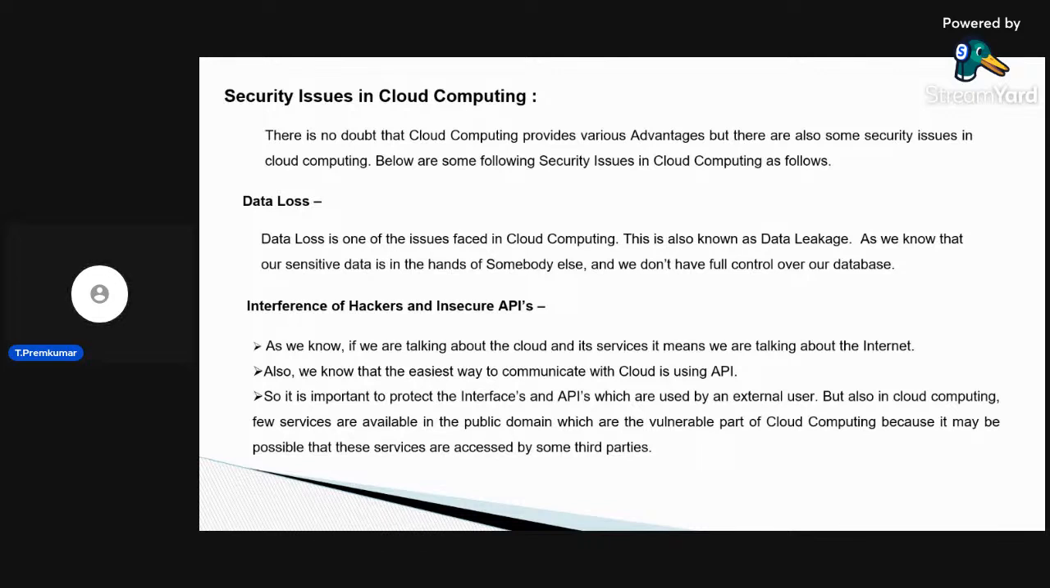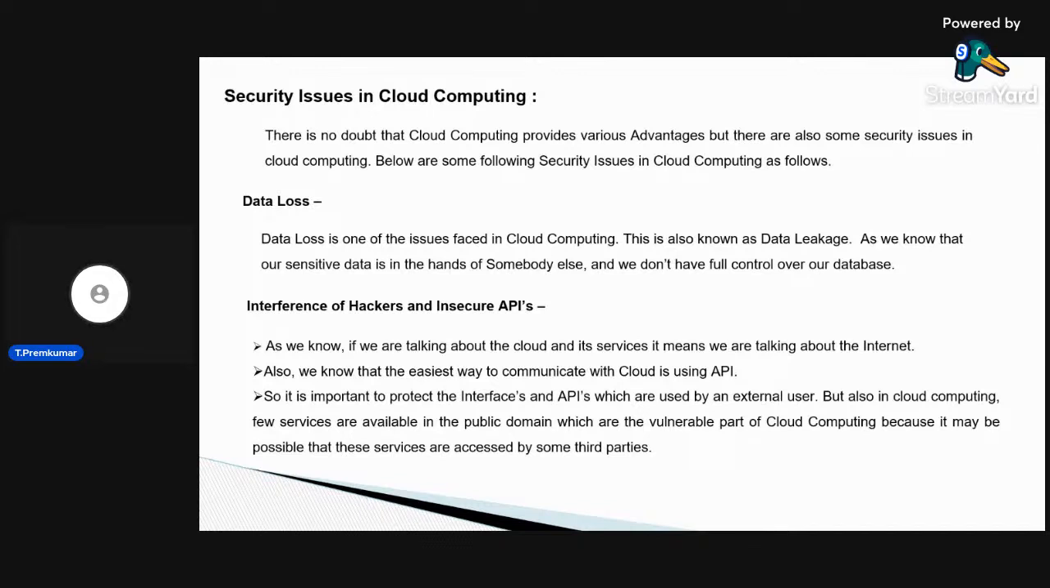The first one we're going to talk about is data loss. Data loss is one of the issues faced in the cloud computing platform. It is also known as data leakage. As we know, our sensitive data is in the hands of somebody else and we don't have full control over our database.